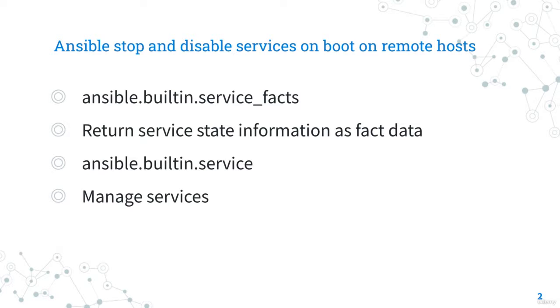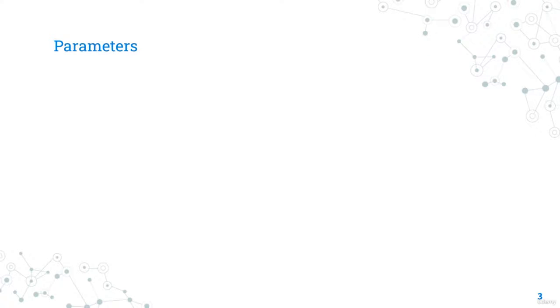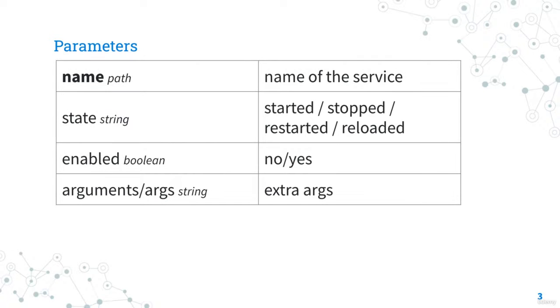For Windows targets, use the ansible.windows.win_service module instead. Parameters. The parameter list is pretty wide, but I will summarize only the most useful. The only required parameter is name, that specifies the name of a service. At least one between state and enable parameters is mandatory.